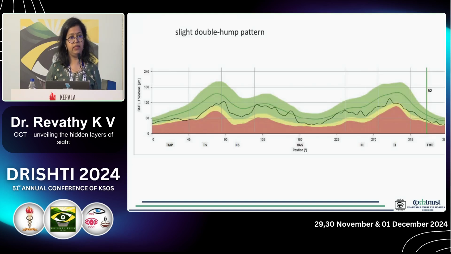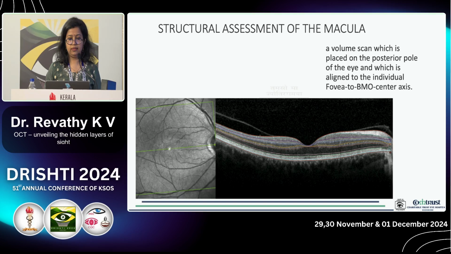Similarly, it is represented like a slightly double hump pattern, with the TS and TI being the thicker areas. Again, the green line is the database and the black line is the patient data. The structural assessment of the macula is by a volume scan, which is placed at the posterior pole and aligned to the fovea-to-BMO center axis.